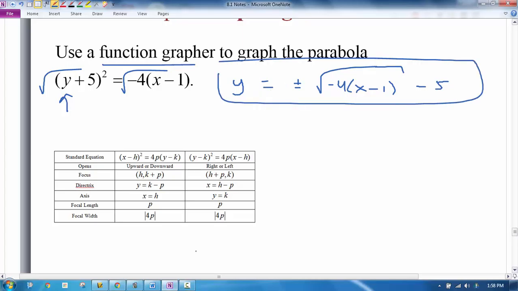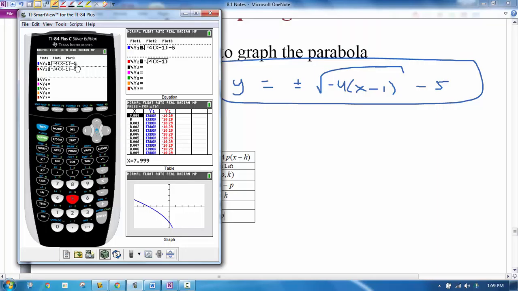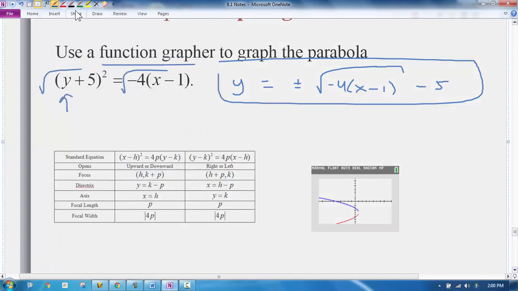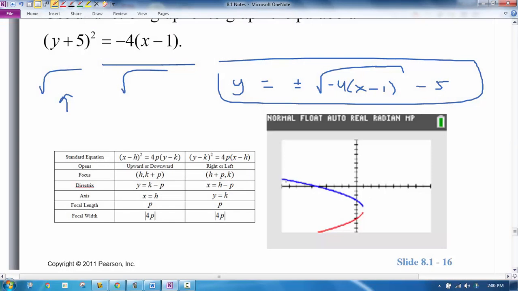I'm going to plug this into my calculator. Now I plugged in the positive, and the negative. The negative went in the second one. And then I can take a look at this graph. Now I'm going to need to change my window a little bit. Maybe a standard window would actually just work fine, which I was zoomed in a little bit. And you can see that this is the parabola that we were talking about, and it does open left or right with the vertex in the right spot and everything like that.